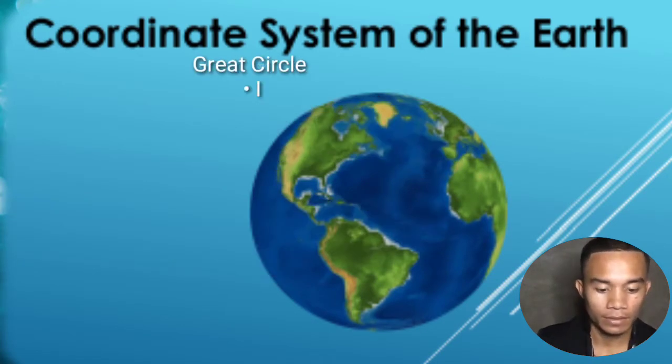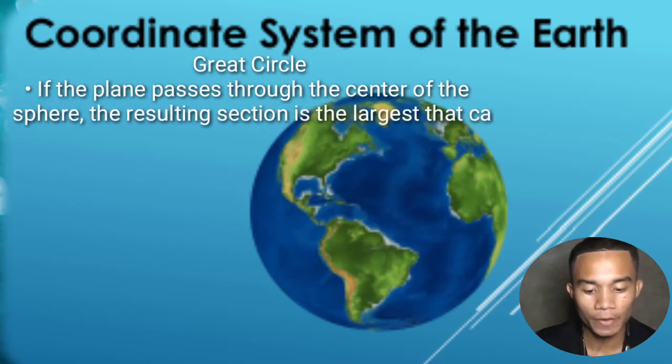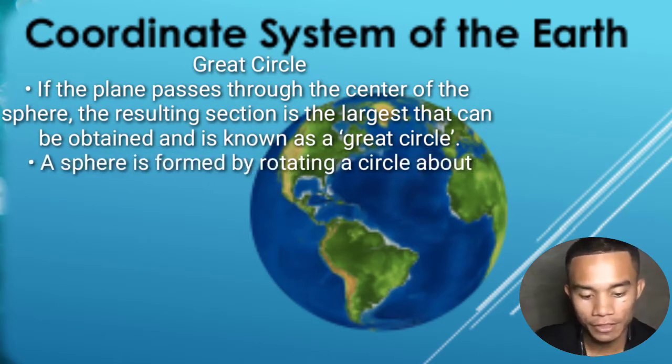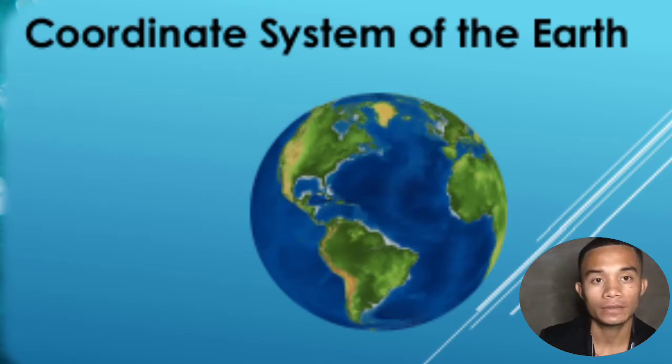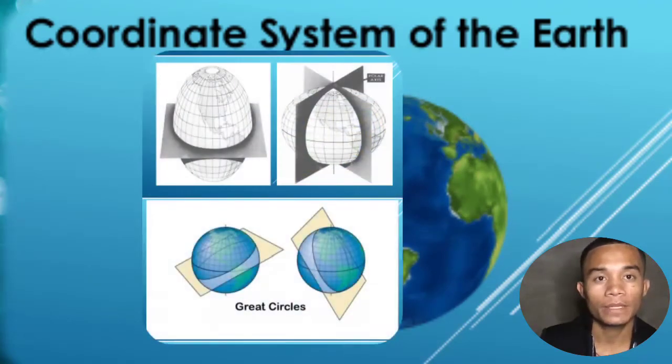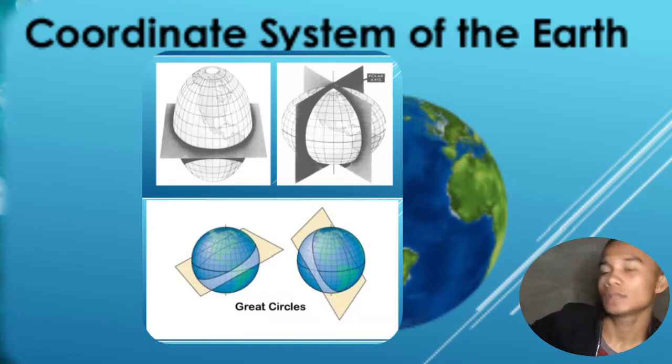Great circle. If the plane passes through the center of the sphere, the resulting section is the largest that can be obtained and is known as a great circle. Any section of a sphere by a plane must therefore be a circle. Please see this picture. This is a great circle.